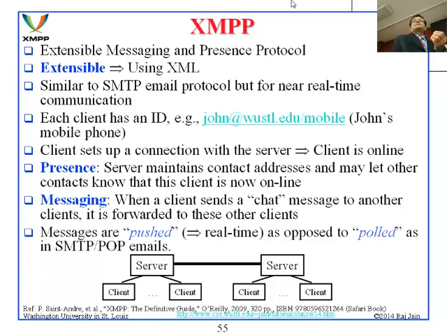XMPP, what is XMPP? XMPP is Extensible Messaging and Presence Protocol. This is the protocol that we use for chatting. Whenever you send a text message to somebody, you're using XMPP. Whenever you chat on Facebook, you're using XMPP. Whenever you do anything basically with Google Talk or whatever it is, you're doing XMPP. XMPP just allows you to send instant messages.